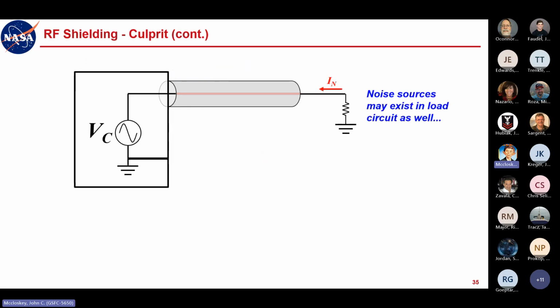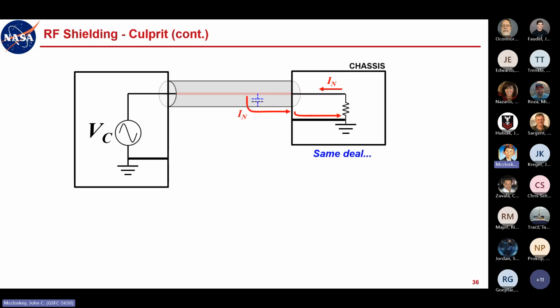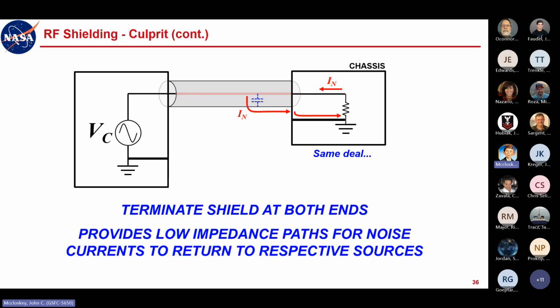So now noise currents may well exist in your load circuit as well. So it's the same deal. You want to make sure those noise currents that couple to your shield have a good low impedance path all the way back to their respective sources. So terminate the shield at both ends. You want to provide low impedance paths for noise currents to return to their respective sources. If you think that lifting the shield at one end is a good idea to avoid a ground loop or single point ground, what have you, you're rather missing the point.